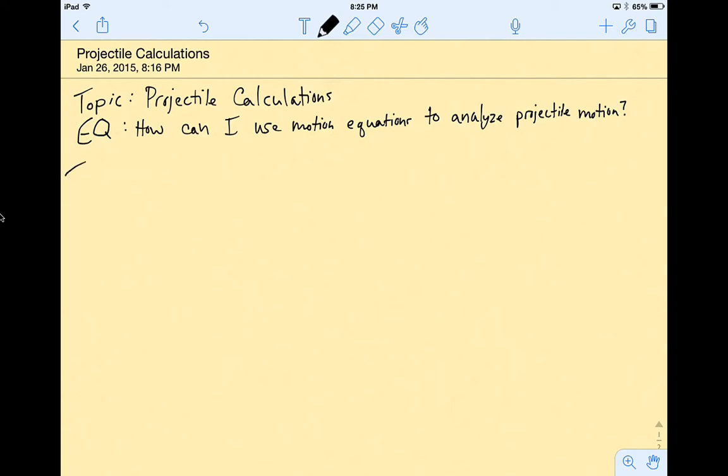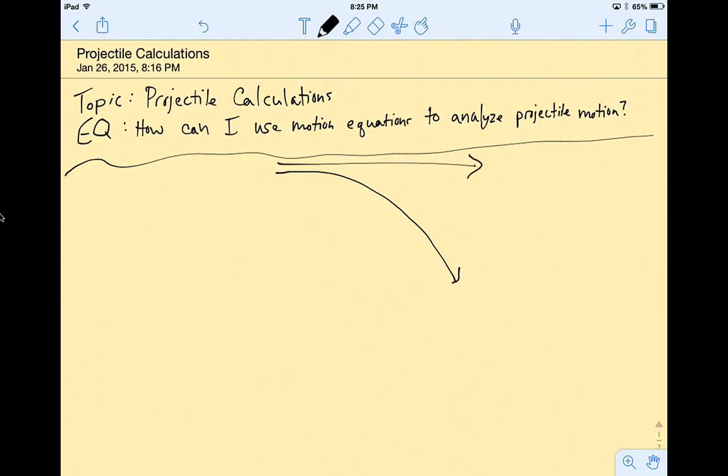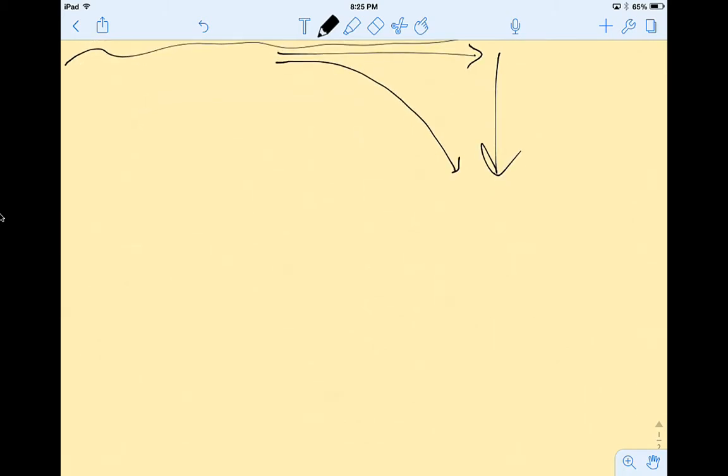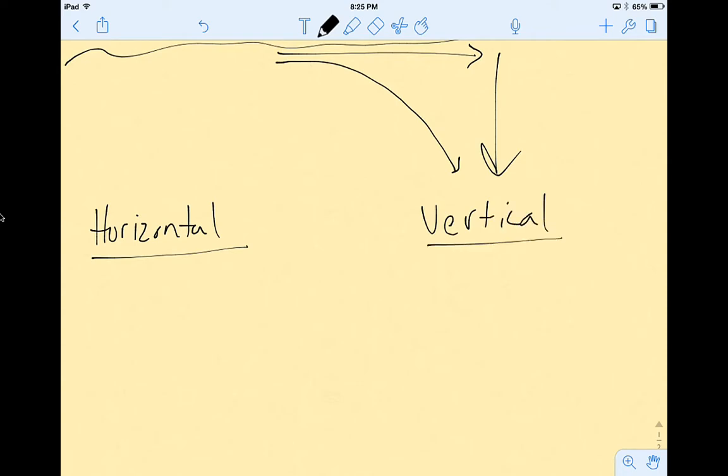Okay, well, here's what's really important, guys. We know that there's two different parts to projectile motion. Anytime something does that, we know that there is a horizontal component and there's also a vertical component. So we are going to separate those out for our motion equations. So we're going to have a horizontal side and we're also going to have a vertical side. Now here's the nice thing. There are no new equations here. These are all equations that we've already used.